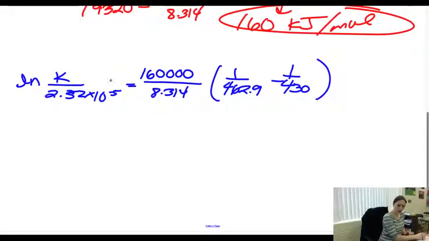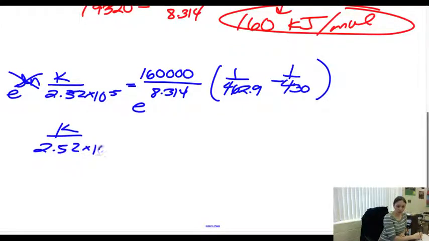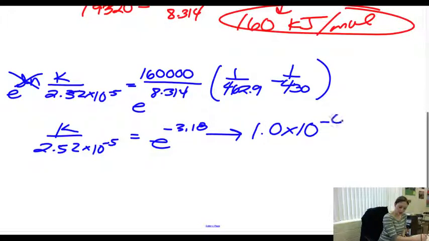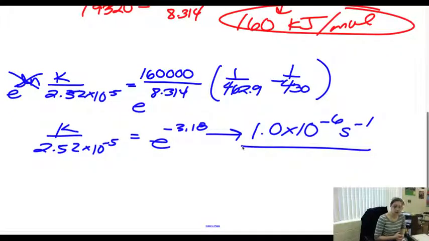I get all of this lovely math. Then I'm going to get rid of my natural log. I take E to both sides. So I'm going to take E to whatever that number is going to be, and it's actually negative 3.18. So I have K over 2.52 times 10 to the negative fifth equals E to the negative 3.18, and I'm going to get a rate constant of 1.0 times 10 to the negative sixth per second, because that's the unit the rate constant value had for all the other ones.